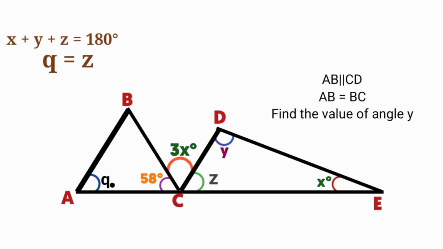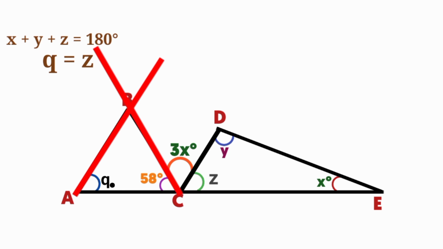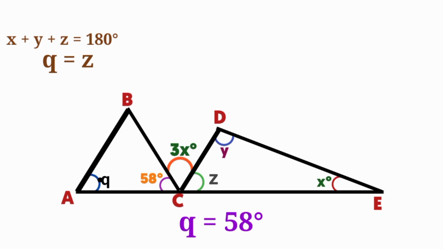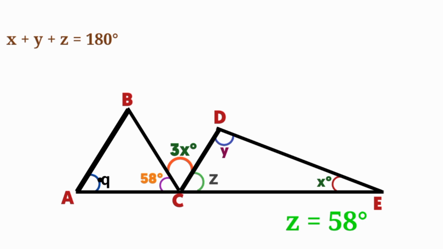But what's the value of Q here now? If you look, since they say line AB is equal to line BC, that means this is an isosceles triangle, and this angle here must be equal to this angle, since it is the angle the two equal lines make with the non-equal line. That is, angle Q is equal to 58 degrees. So we can write it down. Since earlier we had Q is equal to Z, that means Z is also equal to 58 degrees. So we have one of the variables, we are left with one.